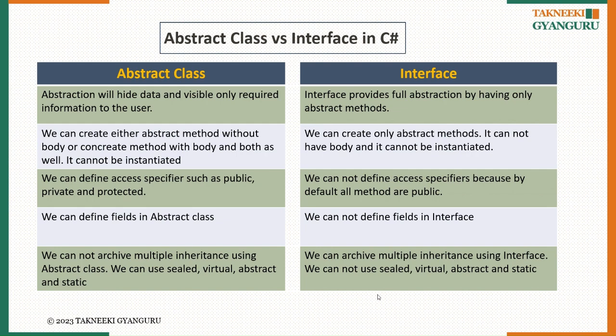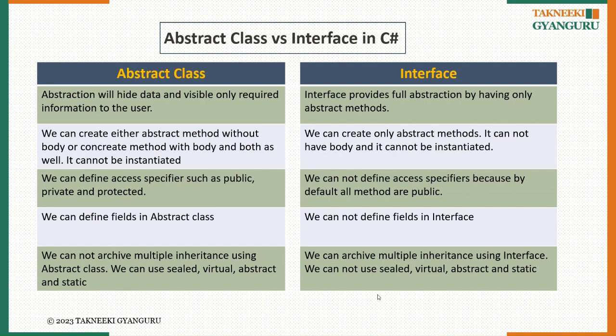So the first difference is abstraction. In the abstract class, abstraction will hide data and make visible only the required information to the user. What does this mean? This means how we will implement abstraction. Using the abstract class, we will hide the unimportant information from the user, and we will make the required information visible to the user, right?